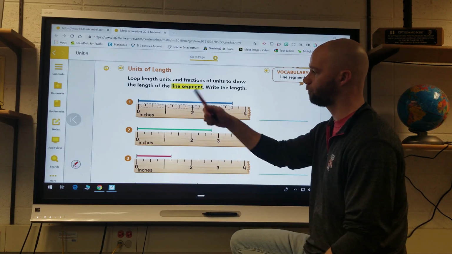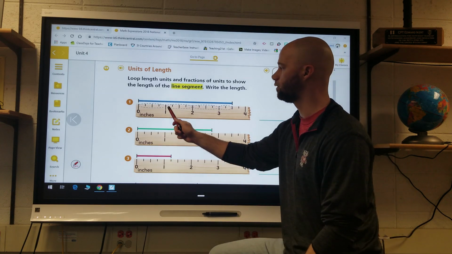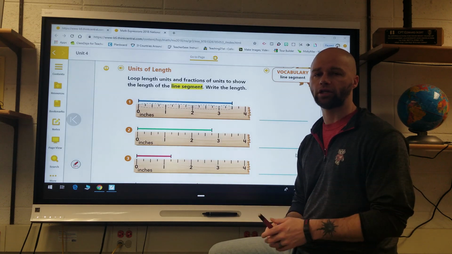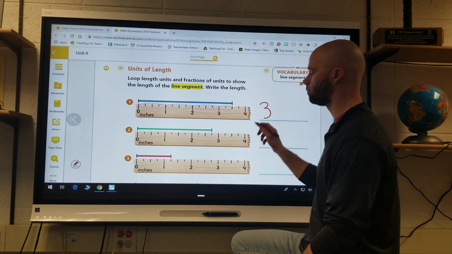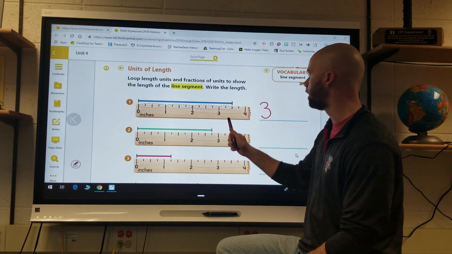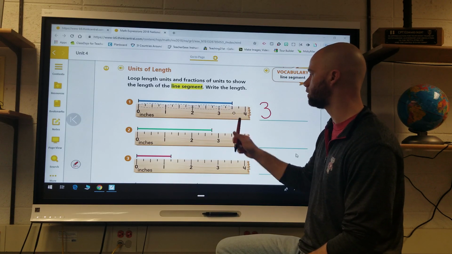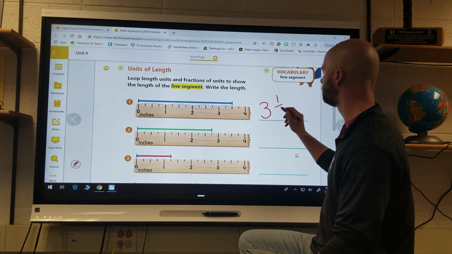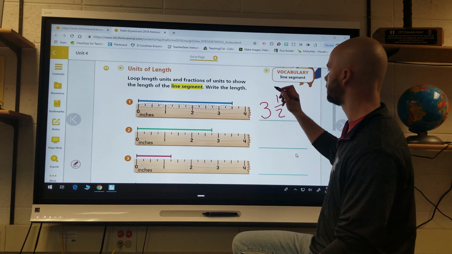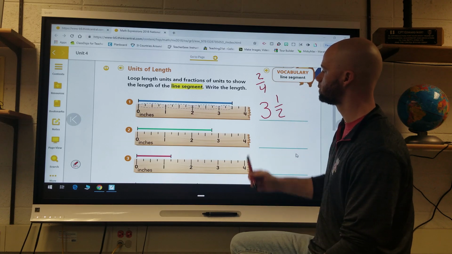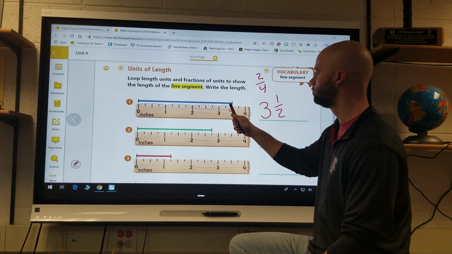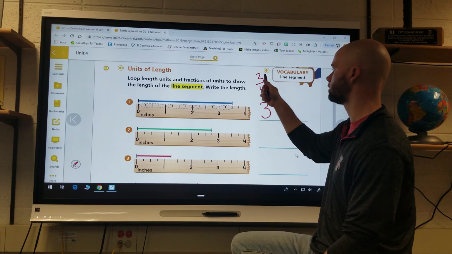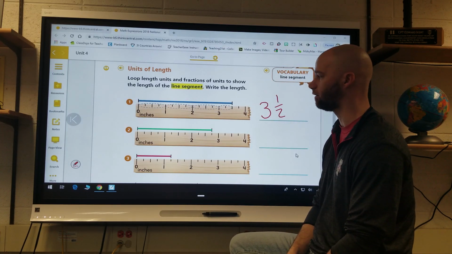Okay? So for example, the one that they did for you here is 1, 2, 3. So there are 3 whole inches there. So this is our mixed number. The whole number is 3. And then it is half of an inch there. It is also broken up into fourths. So I would write 3 1/2, but remember that is also equal to 2 fourths. Okay, so this would be 1/4, 2 fourths, 3 fourths, 4 fourths. Okay, but 2 fourths is equal to a half, so I would say that is 3 1/2 inches.